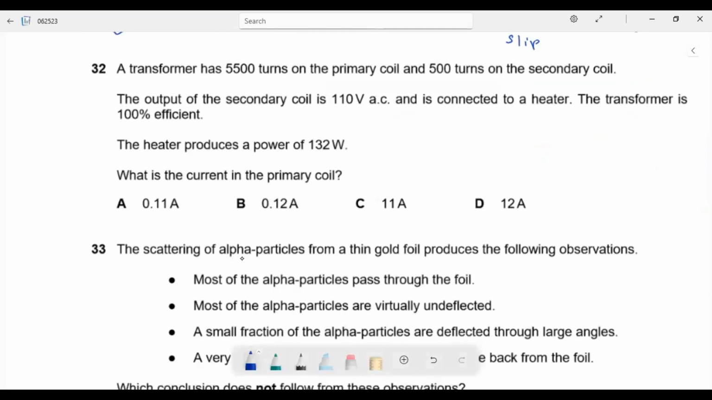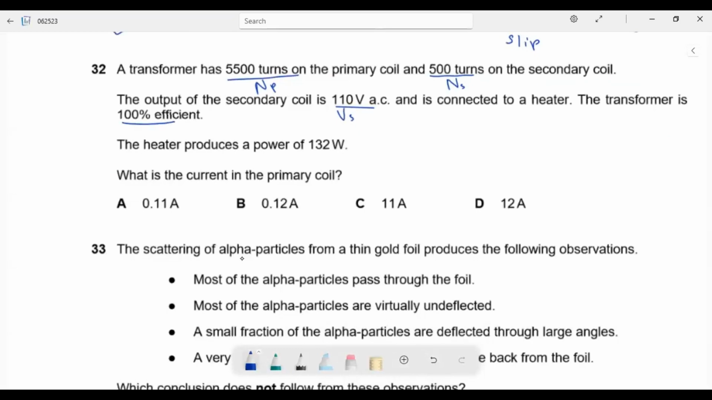A transformer has 5,500 turns on the primary and 500 turns on the secondary. The output in the secondary coil is 110 volt. That is, voltage secondary is 110. Turns in the primary is 5,500. Turns in the secondary is 500. The transformer is 100% efficient.